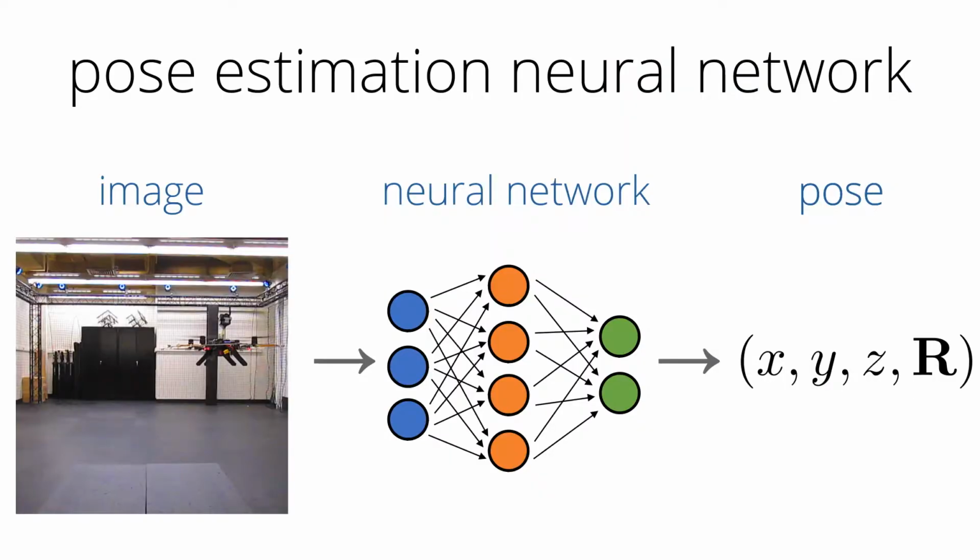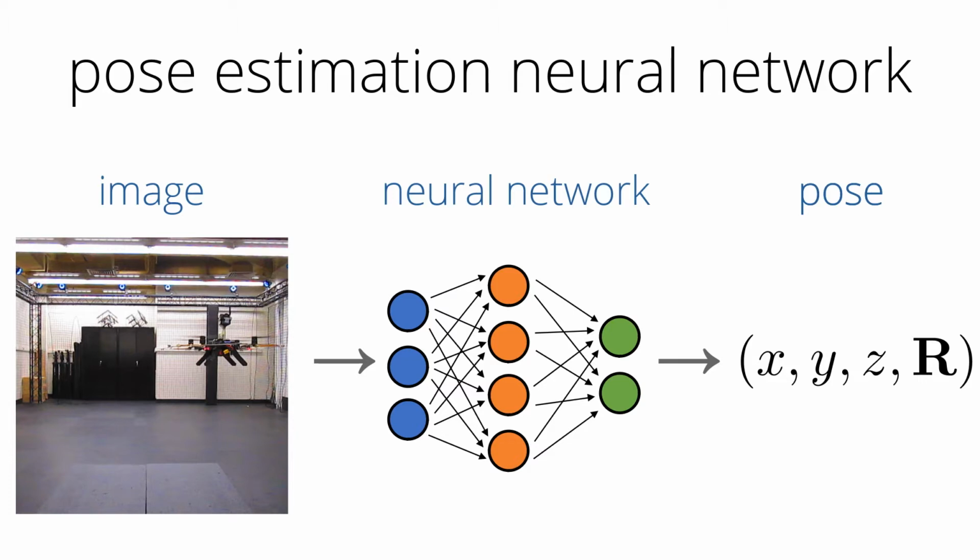To do this, we'll use a pose estimation neural network. So the concept is shown here. We have an image of a quadrotor on the left, which gets fed through a convolutional neural network, which outputs a pose estimate, which can be represented by position XYZ and rotation matrix R.